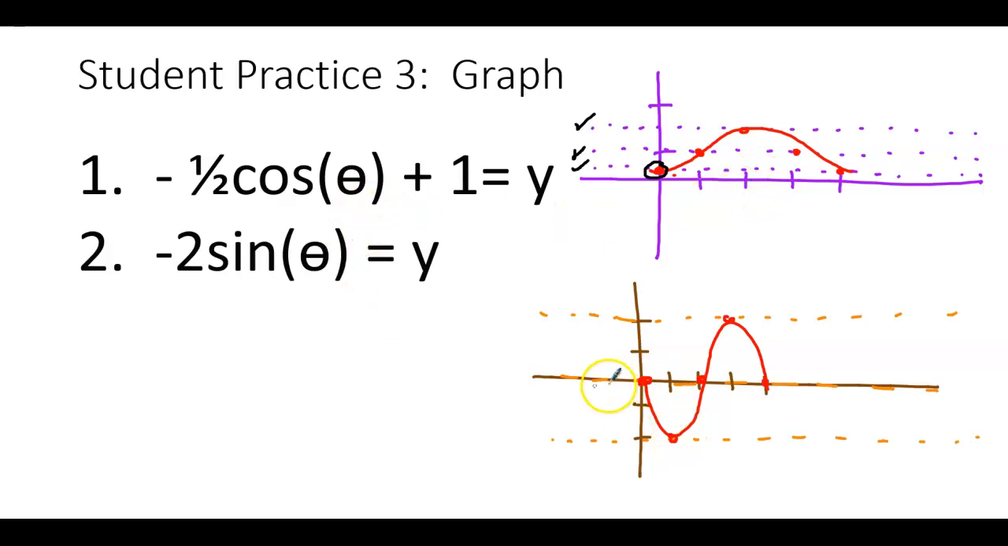For number 2, your midline should have been on the x-axis, or the theta axis, we should say. The maximum should have been at +2, and the minimum should have been at -2. And since we have a negative multiplier with our sine, we should have started at the midline and gone in a downward direction, creating this basic shape here. All right, and that is that.